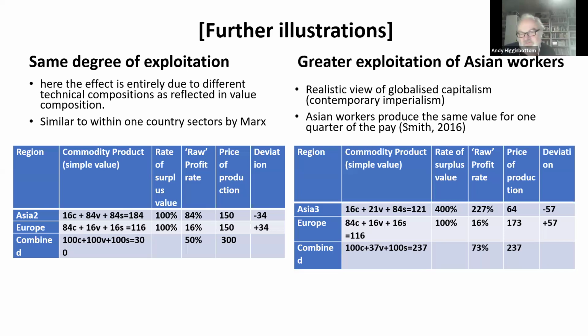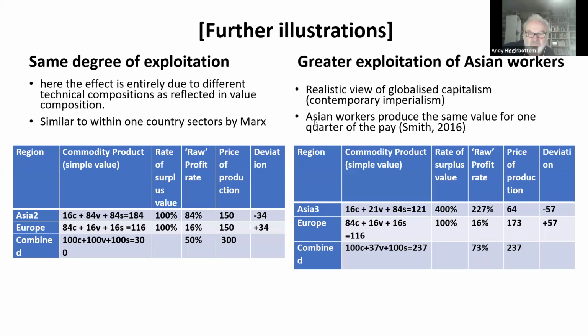But I also think if we come closer to the reality today, we can say, no, well, let's say that workers in Asia are more exploited than workers in Europe. And then you get an even further deviation of prices of production from what they would be if commodities were represented by their simple values. So what I'm saying is that this is quite a good way of explaining, in actual fact, the unequal exchange.